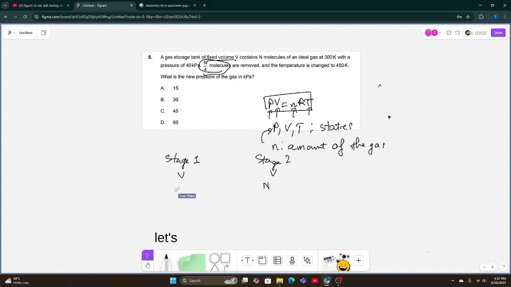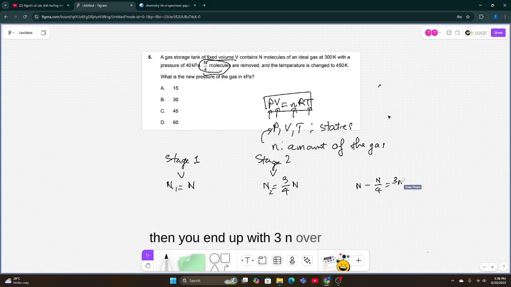Let's say n1 is equal to n molecules. Then we remove n over 4 molecules. So you may want to pause the video here a little bit and guess how many molecules we have for stage number 2, otherwise n2. Okay, so it's 3 over 4 n, right? You start with n, we remove n over 4, then you end up with 3n over 4.